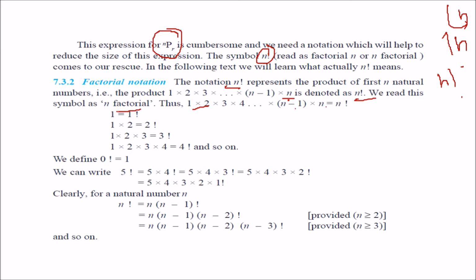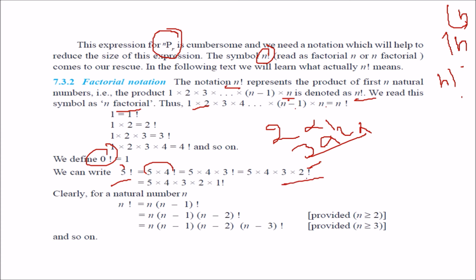So 1 factorial is what? 1. 2 factorial means 2 into 1. 3 factorial is 3 into 2 into 1. So you start with that number and go down to 1. And factorial 0 is 1. This is very important. Factorial 0 is 1. What about factorial 5? It is 5 into 4 into 3 into 2 into 1.